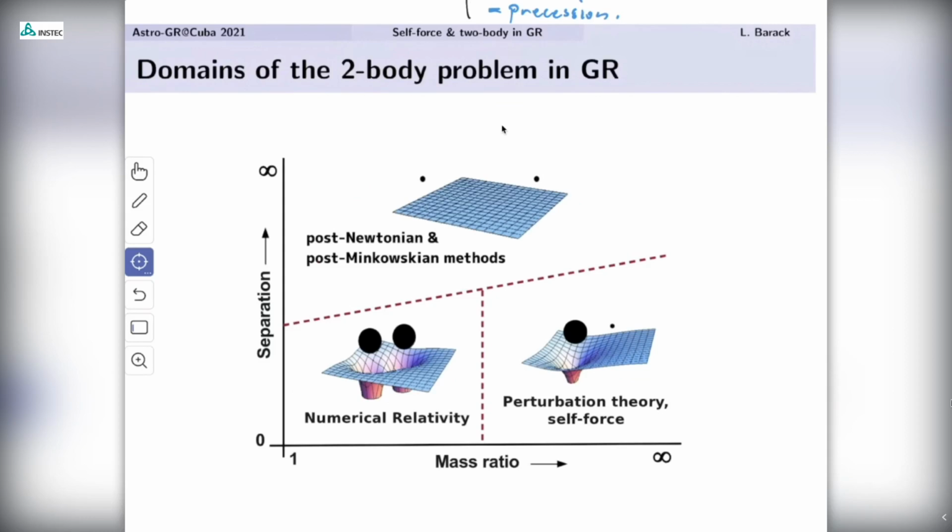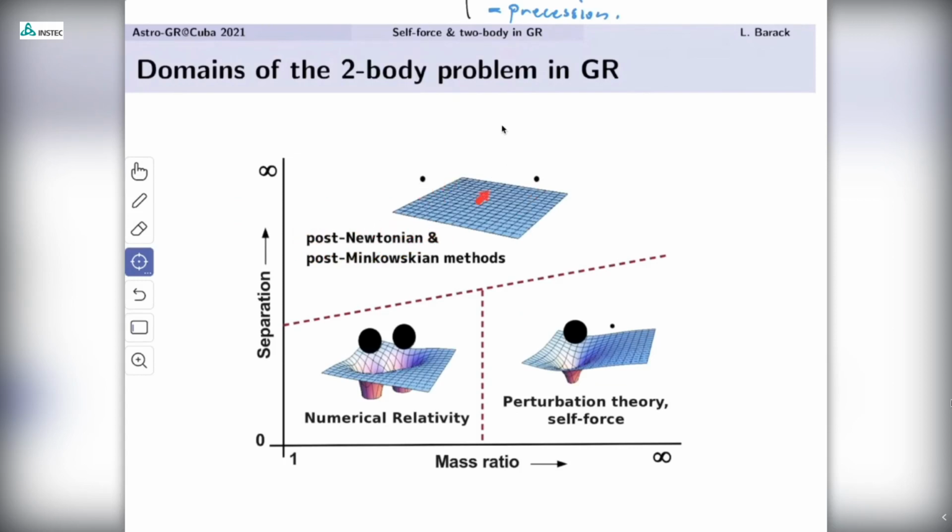But these methods have been extremely successful, and they can be used to model a large variety of astrophysical systems, like the binary pulsar, for example. So for many systems where the two objects are not too close together, it's perfectly sufficient to model them using post-Newtonian methods.